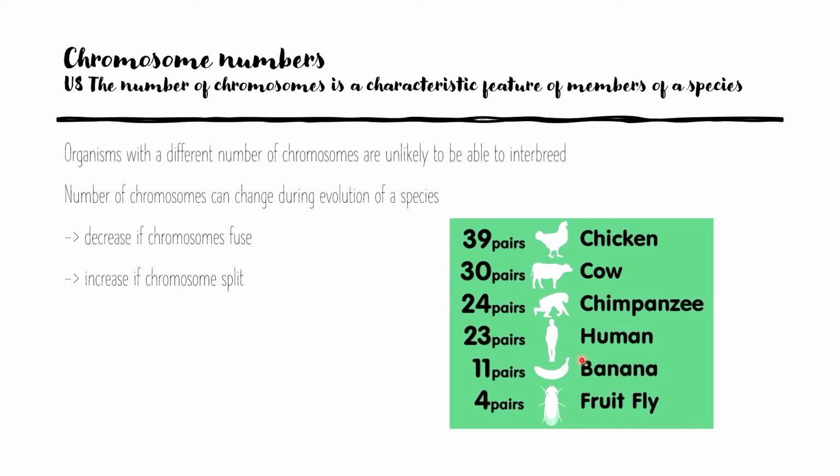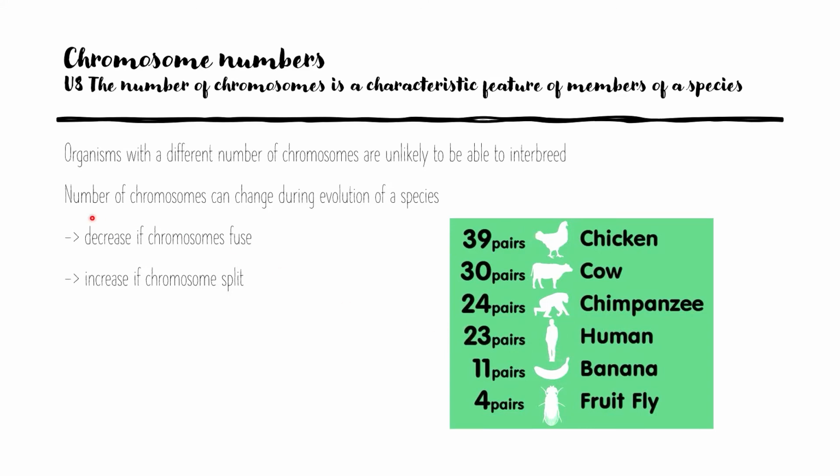Let's talk about chromosome numbers, or understanding 8. Organisms with a different number of chromosomes are unlikely to be able to interbreed. So of course, if you take a chicken which has 39 pairs of chromosomes and a human which has 23 pairs of chromosomes, they're not going to be able to interbreed.